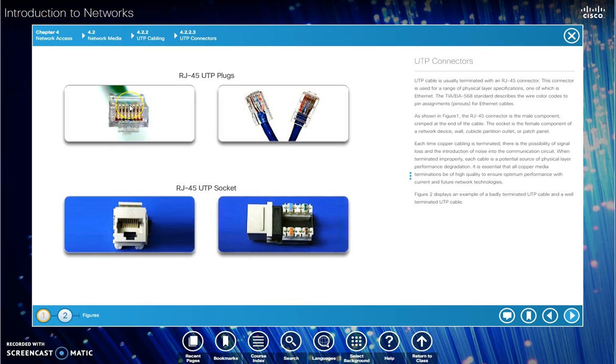RJ45s. These are the plugs. They look like RJ11s, your phone ones. These are separate. As I said, Ethernet grew out of phones, so this is a bigger version.